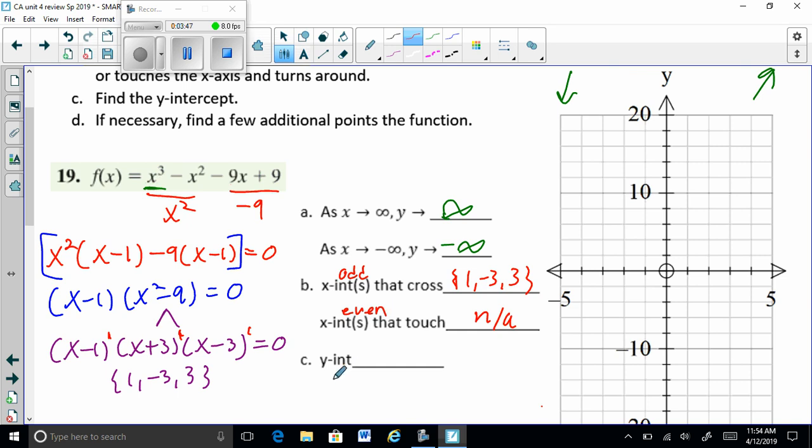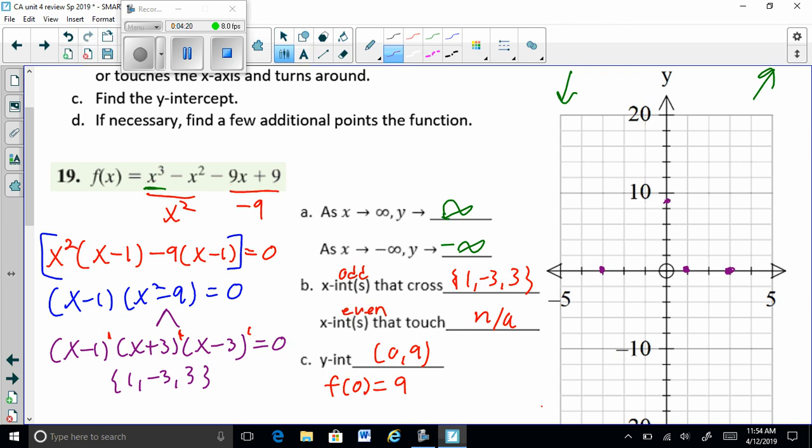The y-intercept is real simple, because if you plug in f of 0, you're going to get that constant of 9. So you end up getting that 9 right there in the equation. Okay, so let's plot what we know. We know we cross at negative 3, positive 1, and positive 3. And we know we have a y-intercept up here at 9, so we're going by 2s: 2, 4, 6, 8.